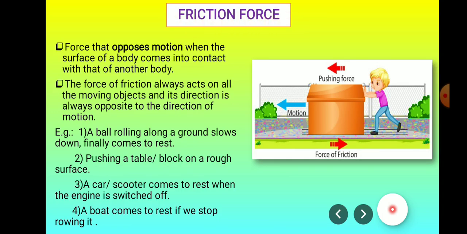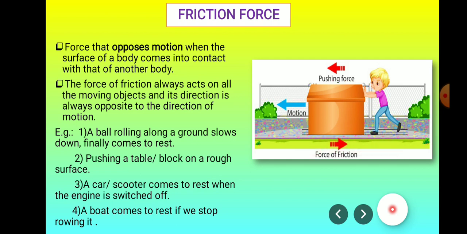Friction force is the force that opposes the motion when the surface of a body comes in contact with that of another body. The force of friction always acts on all moving objects and its direction is always opposite to the direction of motion. Here, the boy is pushing this wooden block in a forward direction, but the force of friction is acting in the backward direction.